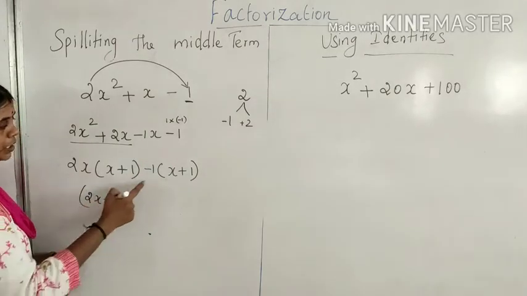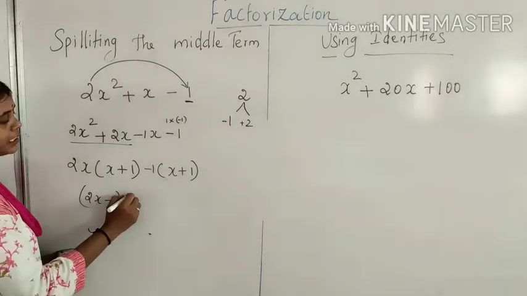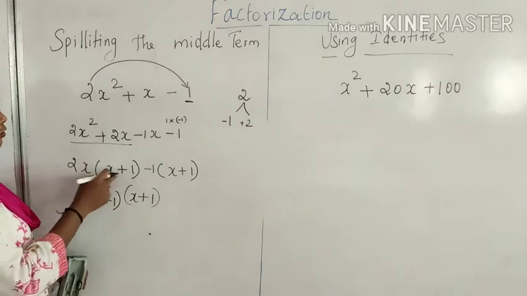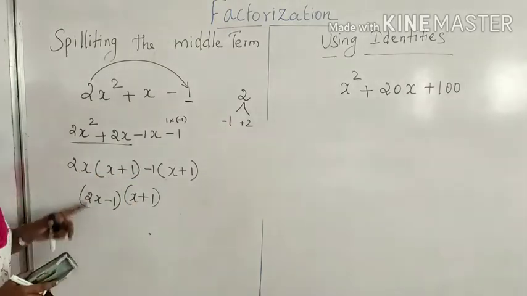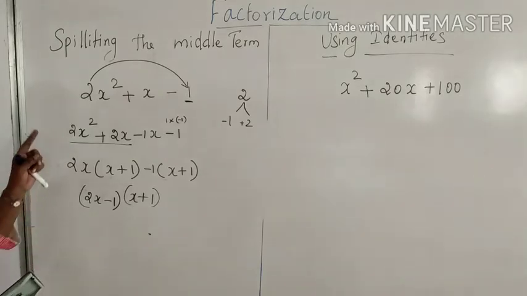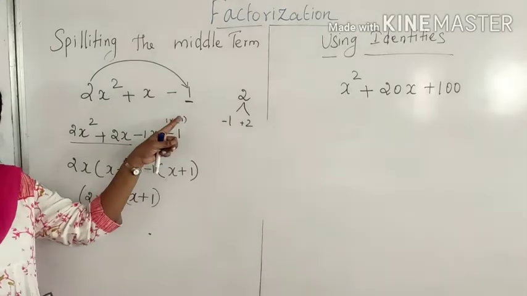So if I take minus 1, we have 2x minus 1 and here x plus 1. Because I have taken x plus 1 as common, the leftover term is 2x minus 1. Now these are the factors for this expression. Like that you can solve. When the coefficient of x squared is given, that will be multiplied with the last term.